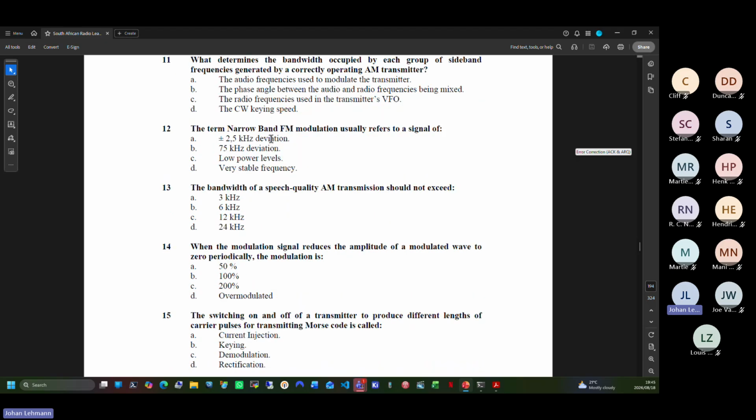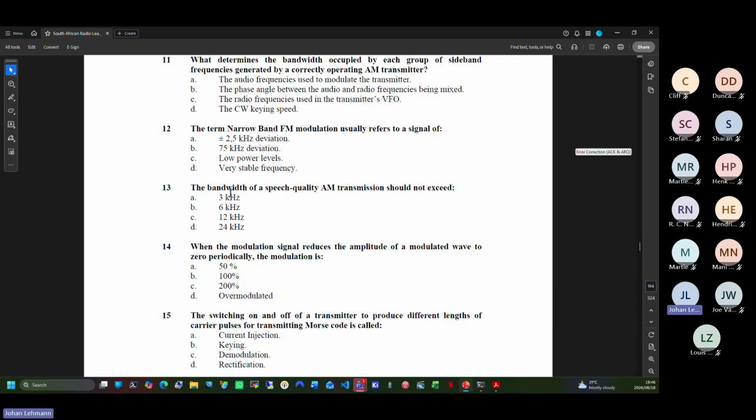By the way, I'm mulling over that other question. I think I made a mistake, but we'll come back to it now. The term narrowband FM modulation usually refers to a signal of plus minus 2.5 kilohertz. Yes. 75 kilohertz is typically wideband FM, which is used for radio stations in the FM band on 88 to 106 megahertz.